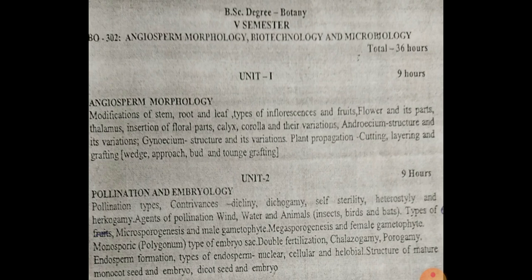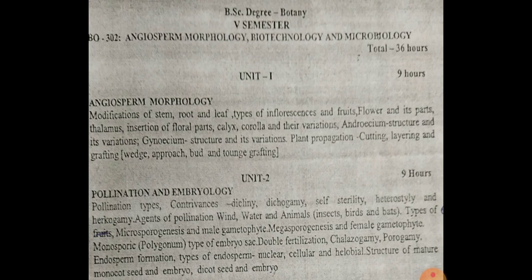That is, in unit 1 we will study the general aspects of angiosperm morphology, that is the types, inflorescence, fruit and flowers of the plant. We will study this in unit 1.